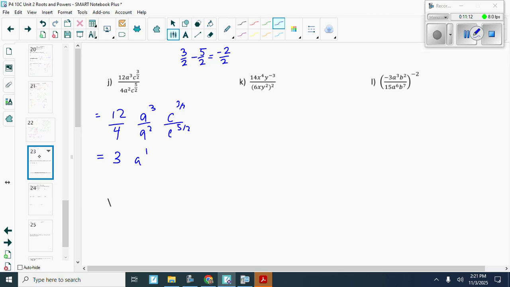Guys, simplify before you put it back into your work. -2 over 2 is the same as -1. So we have c to the -1. That's our first step. The second step is just making sure that our answer has only positive exponents. Because the c has a negative, we're going to draw a line and pop the c down to the bottom, and it's going to become a positive one on the bottom. So our final answer here is 3a over c.